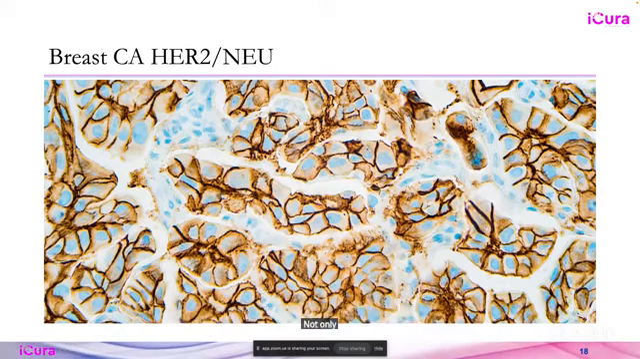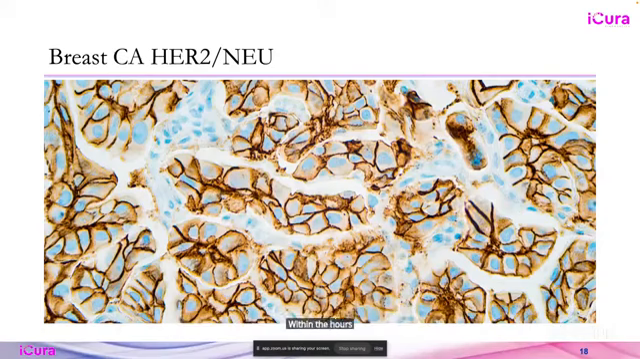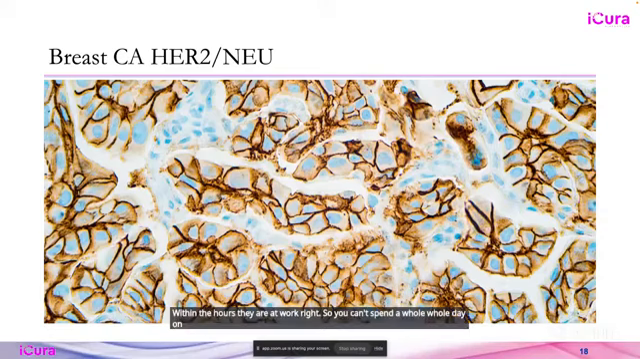Not only that, how many cells do you think a pathologist can count or give a percentage on for a daily basis? You don't have the whole day for one single patient's diagnosis. Normally, a pathologist has to diagnose at least 30 to 40 cases a day within the hours they're at work, right? So you can't spend a whole day on the simple HER2/neu calculation.